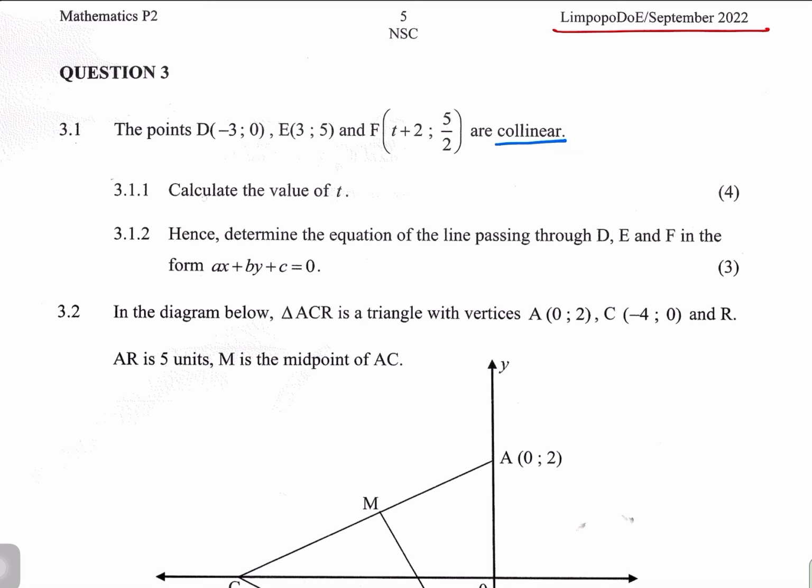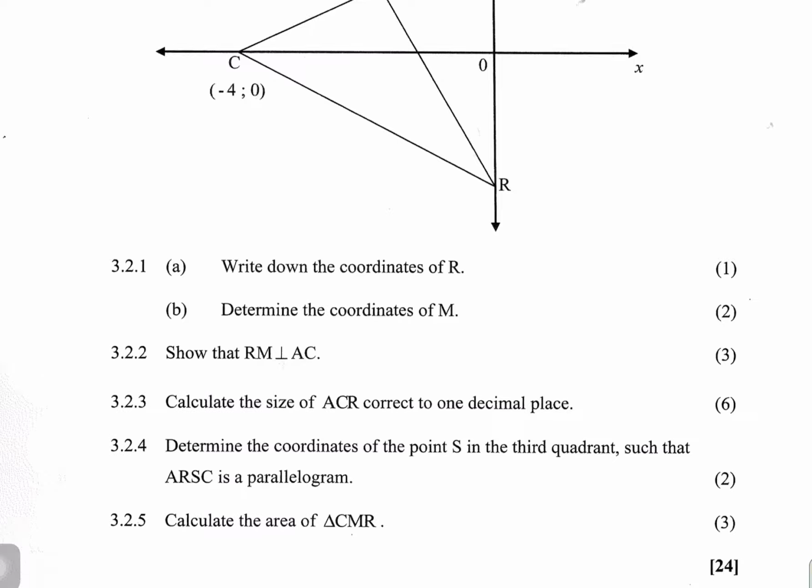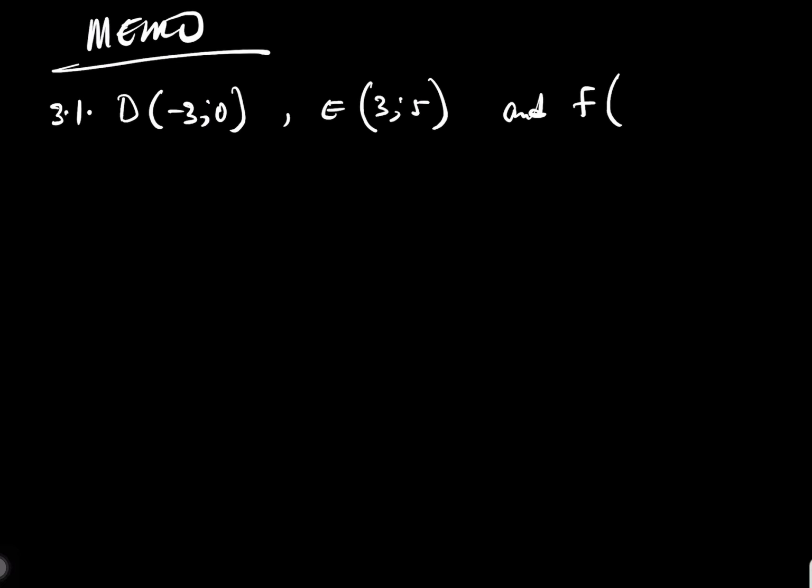So now they are saying to us 3.1.1, calculate the value of t. So they want this value here. Let's see how far we can calculate the value of t. I'm going to write 3.1 just right here. We are given the point D. The point D is (-3; 0), and the point E is (3; 5). We are also given the point F. So the point F here is (t + 2; 5/2), which is primarily (2,5).